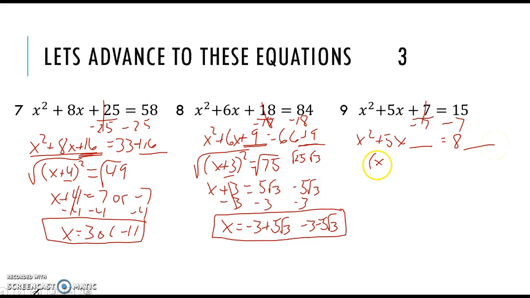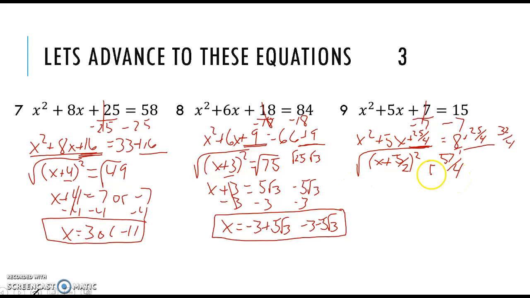Well, I want to write this as x plus half of 5, which is 5 halves, squared. Well, if this is 5 halves, I'm going to want to square 5 halves to put it here. Well, if I square 5 halves, that's going to be 25 fourths. And so I'm going to add 25 fourths to both sides. Well, 8 over 1 plus 25 over 4, I'm going to get a common denominator of 4, which means 8 times 4, that's 32 over 4. And 25 plus 32 is 57 over 4.